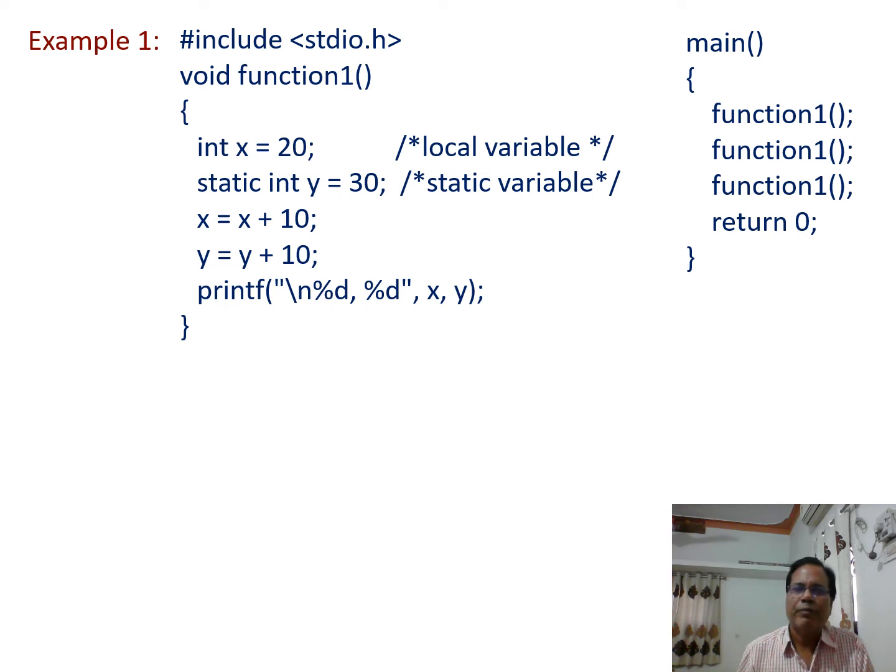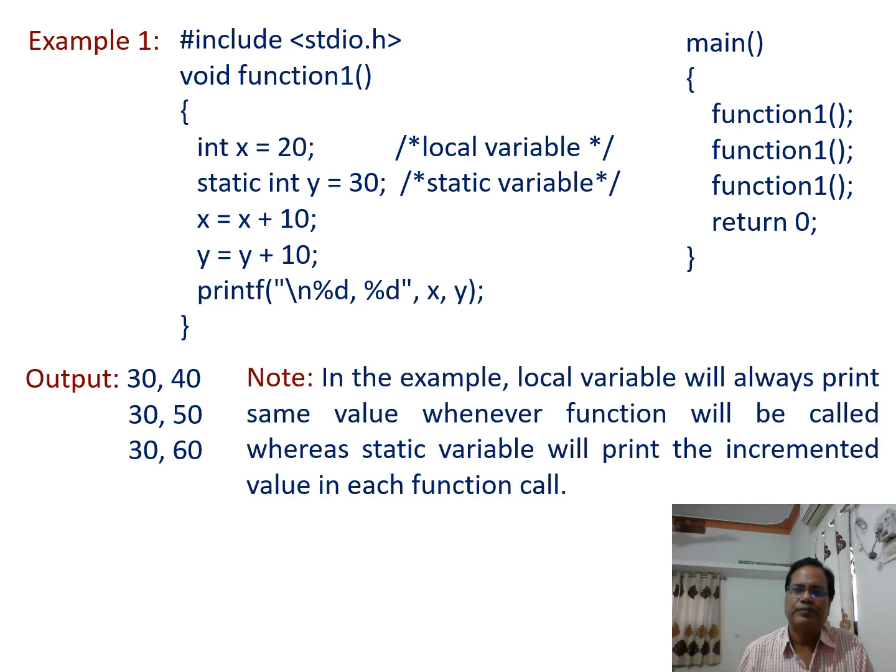When it is called the third time, this 50 is retained by the static variable y, and when it is incremented by 10, its value becomes 60. So we get the output this way: 30 40, 30 50, 30 60. In the example, the local variable will always print the same value whenever the function is called, whereas the static variable will print the incremented value in each function call. So from here we can understand the use of declaring a local variable as static.